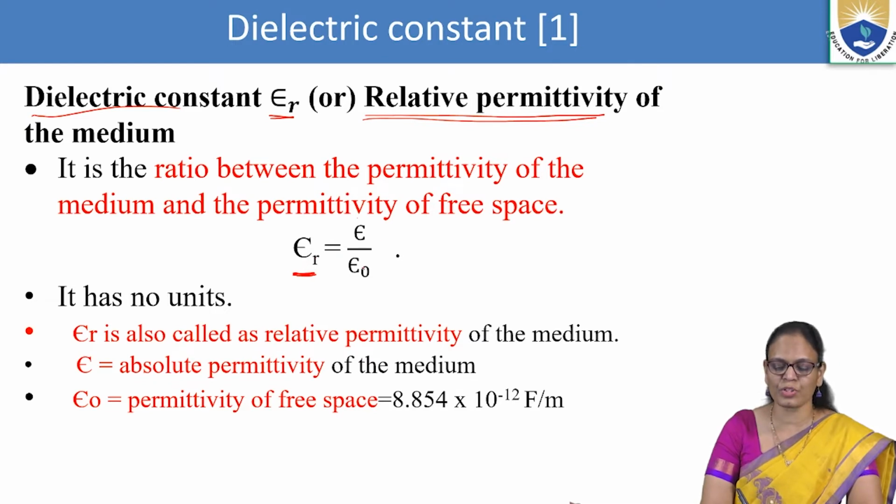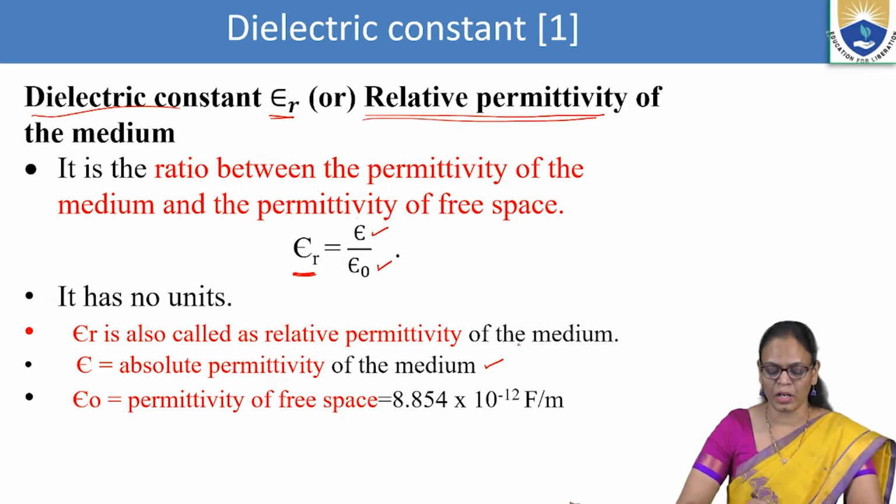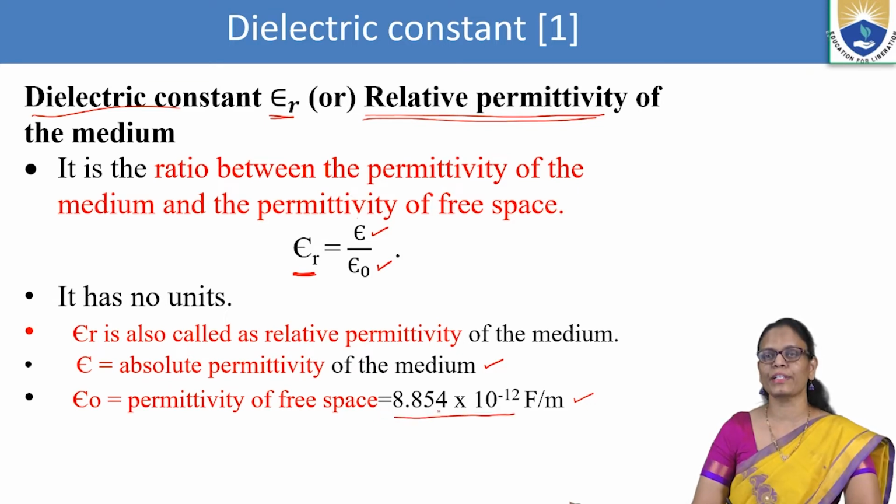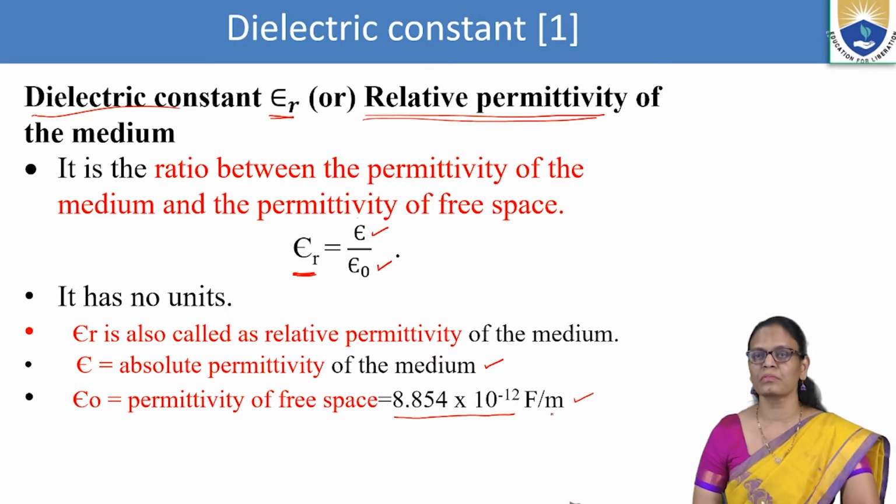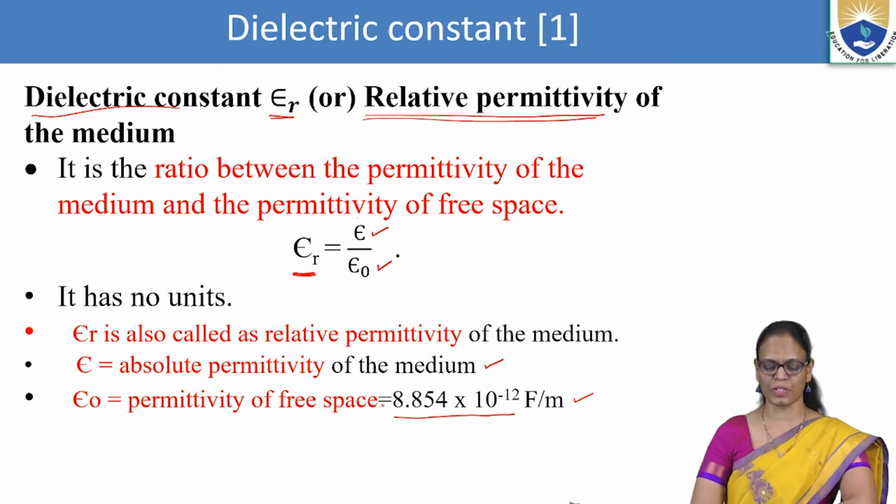It is the ratio. Ratio of what? Epsilon, the absolute permittivity of the medium, and epsilon naught. Epsilon naught is the permittivity of free space, and its value is constant: 8.854 into 10 power minus 12 farad per meter. This is the value of epsilon naught.